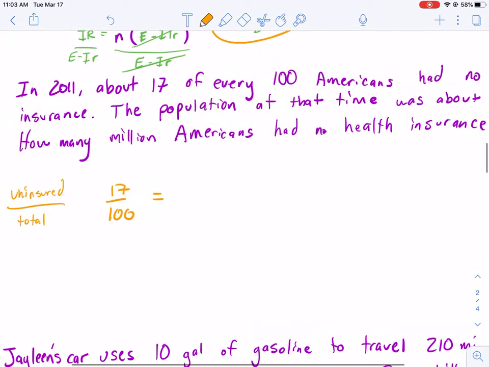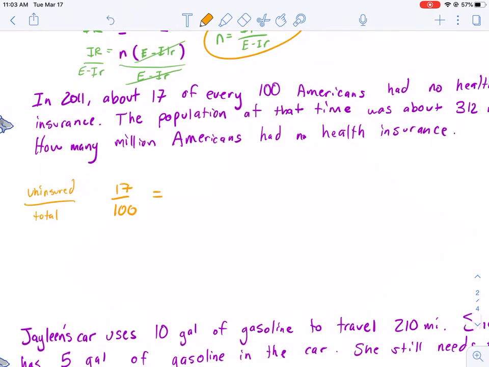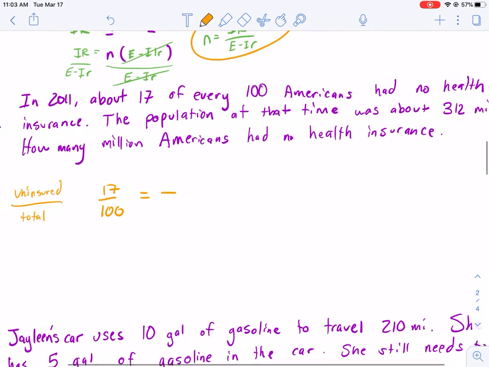Remember, we're talking about rational expressions, rational equations. Rational means ratio. So we're going to have a ratio, a comparison. Now, we say that the population at the time was 312 million, which looks like that. What's on the top? An unknown. X equals the uninsured Americans. So we're going to put X on the top.